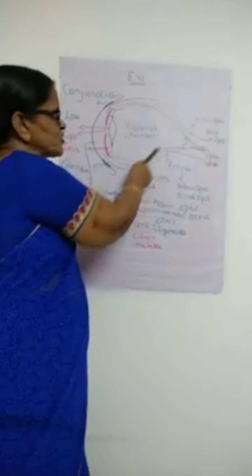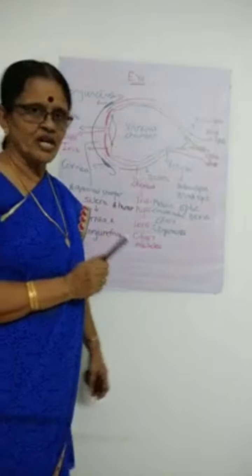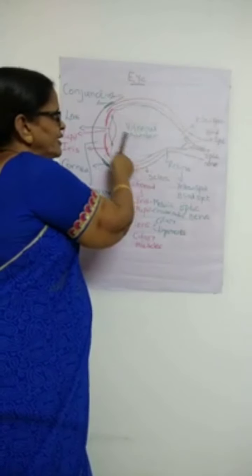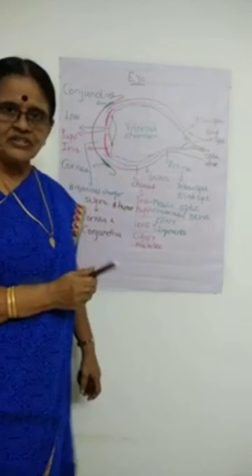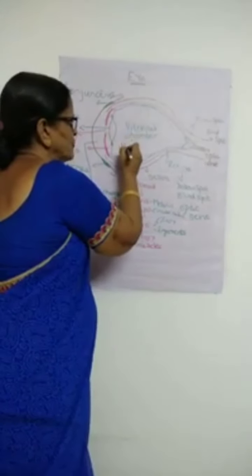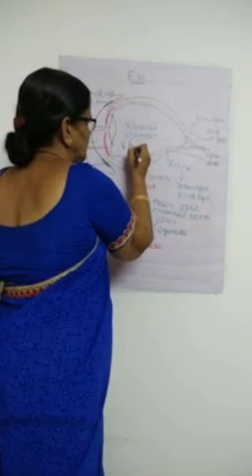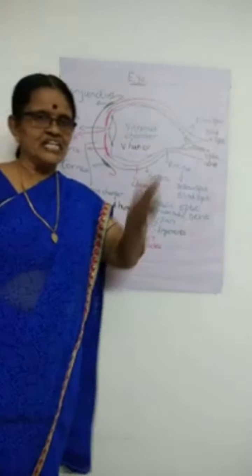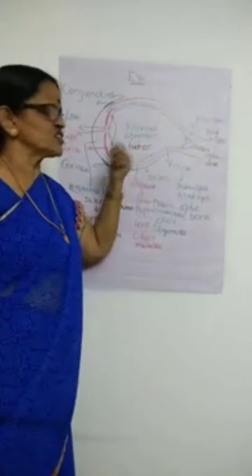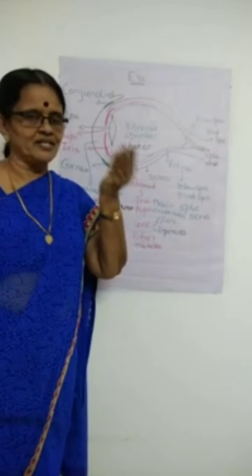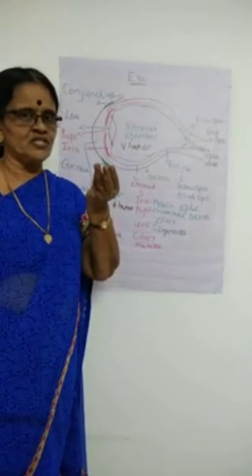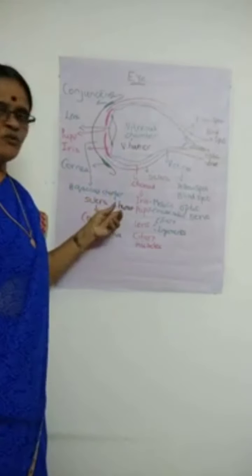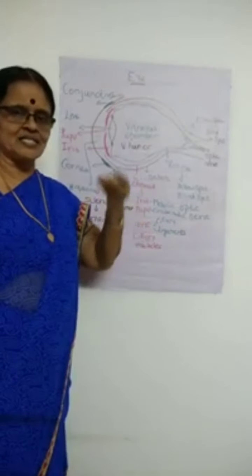Then we have a very big chamber called the vitreous chamber, which is behind the lens. Alright, this is the lens. Behind the lens is a very big chamber called the vitreous chamber. It has a fluid called vitreous humor. The nature of this is a jelly-like material. You have seen jam and jellies, isn't it? That is the structure of the vitreous humor. So it is a jelly-like material, whereas aqueous humor is a watery-like material, just like water.